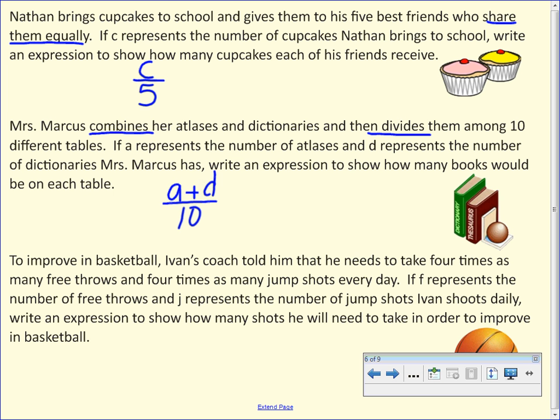To improve in basketball, Ivan's coach told him that he needs to take 4 times as many free throws and 4 times as many jump shots every day. If F represents the number of free throws and J represents the number of jump shots Ivan shoots daily, write an expression to show how many shots he will need to take in order to improve in basketball. So 4 times as many free throws and jump shots. How would we write that?